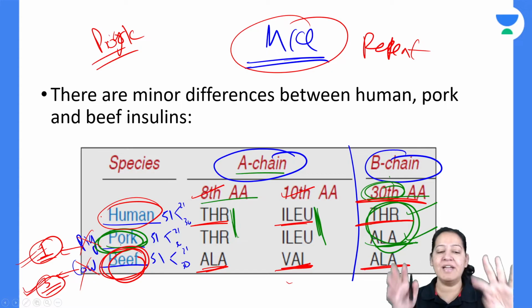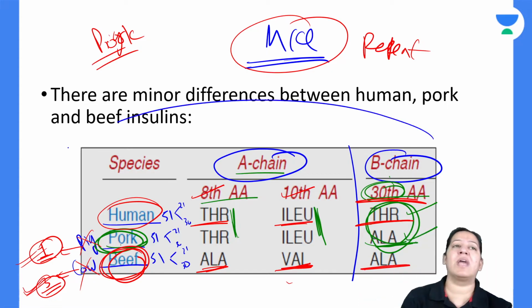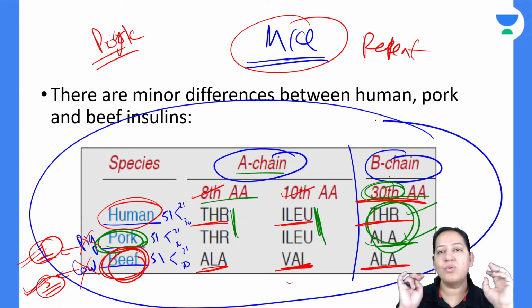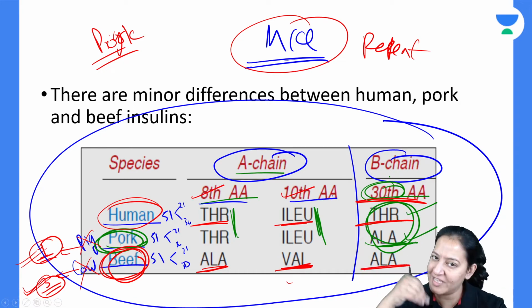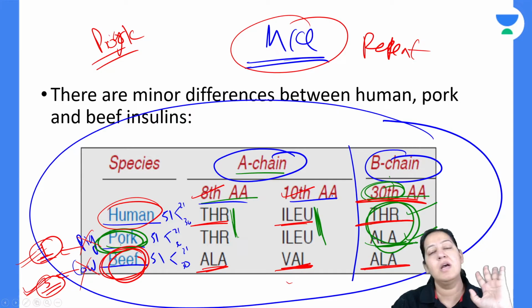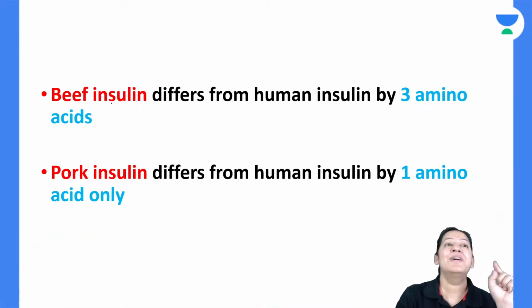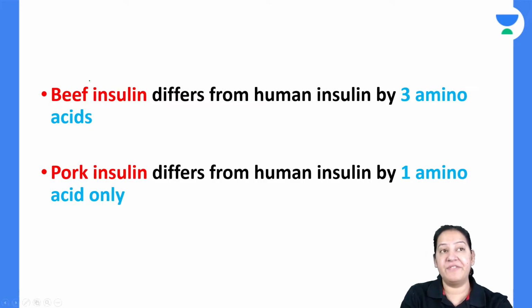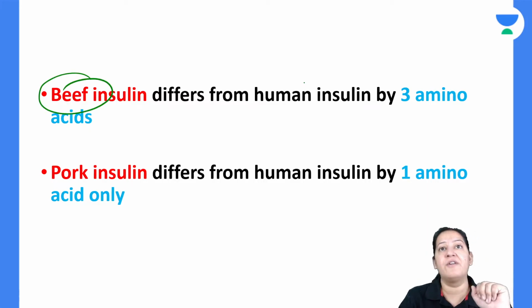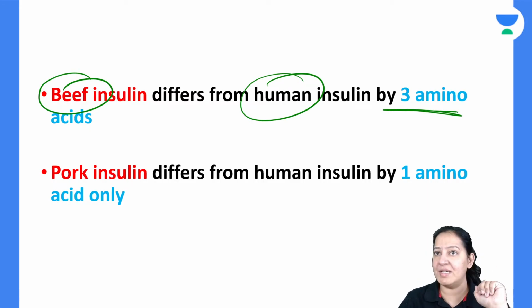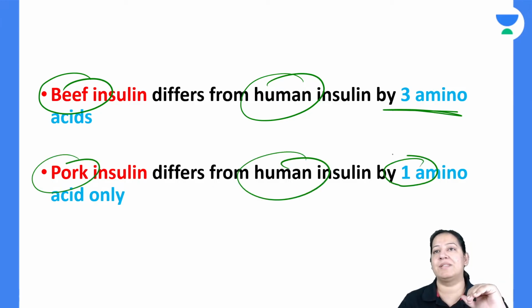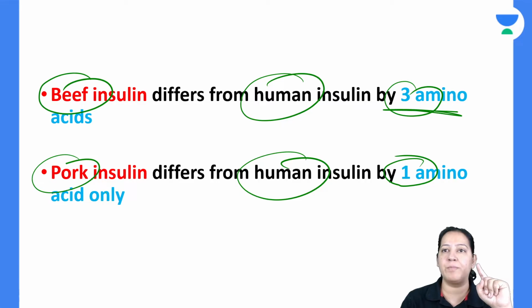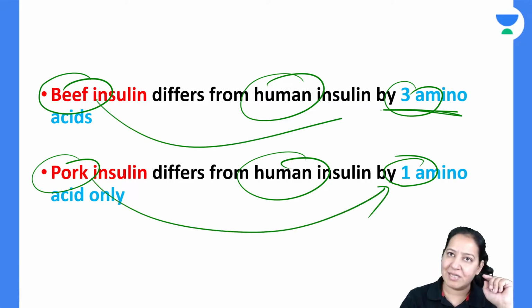You have to learn the slide. You can't imagine any MCQ can come on this slide. So you have to learn the number of the amino acid and which amino acid is replaced by which amino acid in pork and beef. So to learn the slide is your job. I have given all the information, right? So this is the summary. The beef insulin differs from human insulin by 3 amino acids, and the pork insulin differs from human insulin by 1 amino acid. So which is more close? Of course, pork is more close to human as compared to beef.